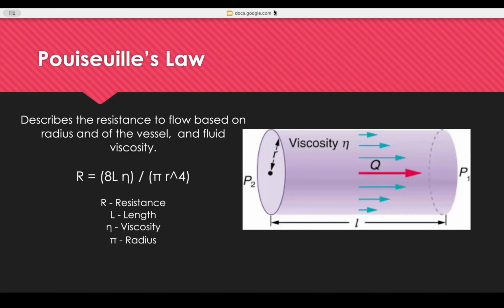So there are certain laws that you need to be aware of that are quite physicsy, but Poiseuille's law describes the resistance to flow based on the radius and length of a vessel and the fluid viscosity. And so the equation is there, which is the resistance, which is equal to 8 times the length of the tube or the blood vessel times the viscosity of the fluid, all divided by pi times the radius to the power of 4.